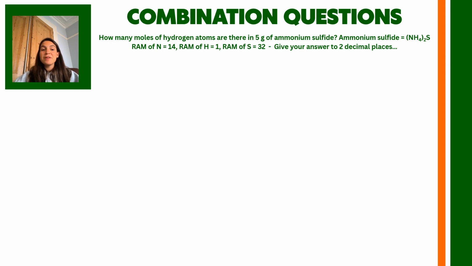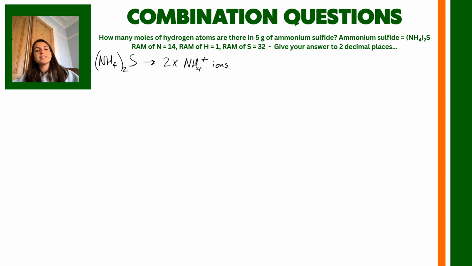Combination questions. How many moles of hydrogen atoms are there in 5 grams of ammonium sulfide? And we're given the formula for ammonium sulfide and some relative atomic masses for nitrogen, hydrogen, and sulfur. Give your answer to 2 decimal places. So first things first, we need to work out what the relative formula mass is of ammonium sulfide.